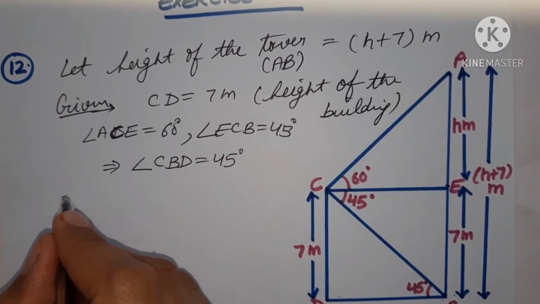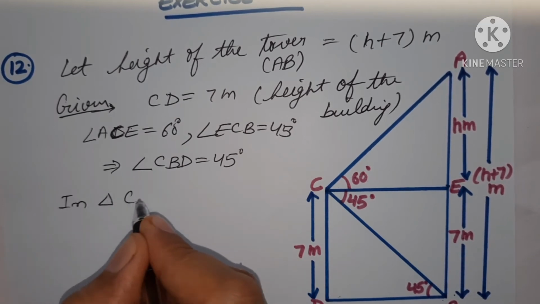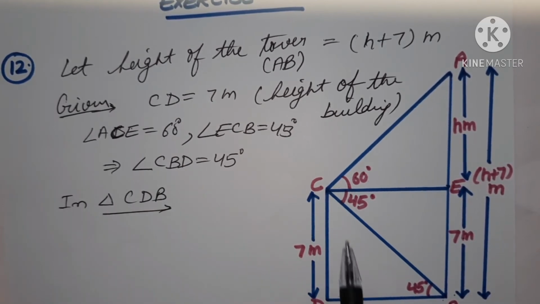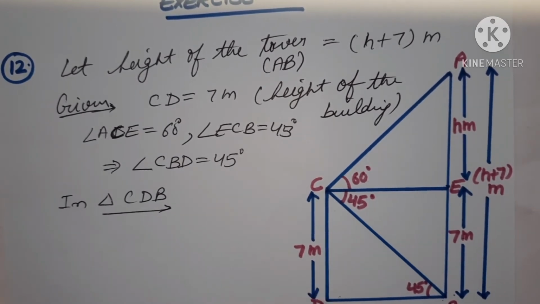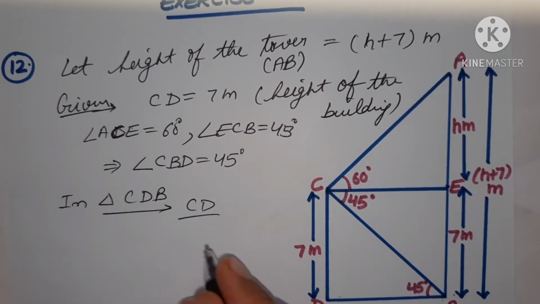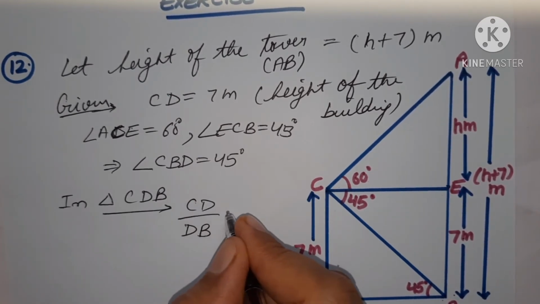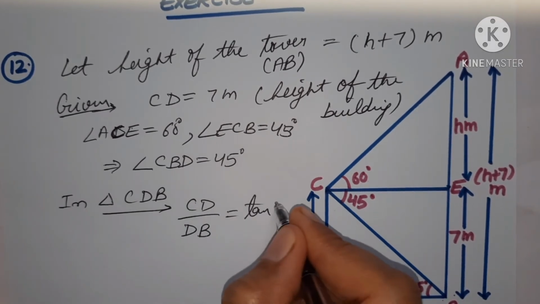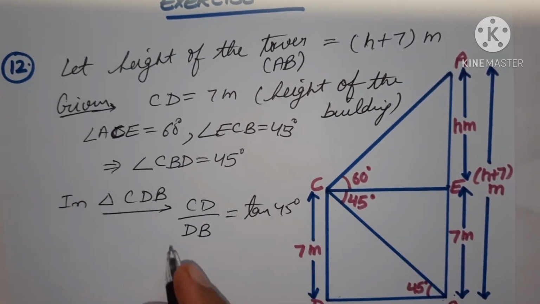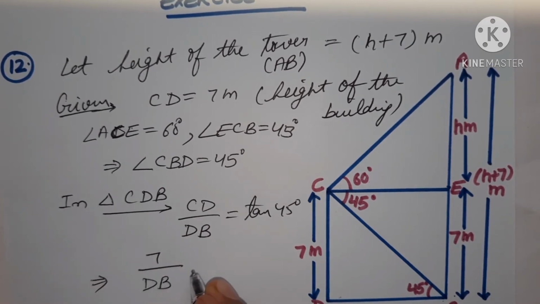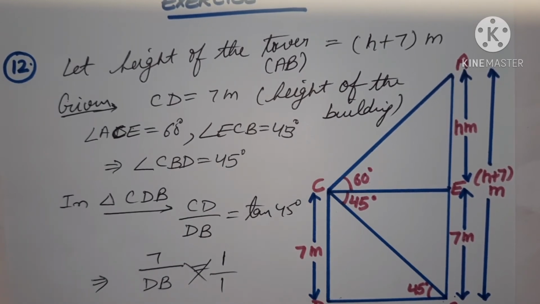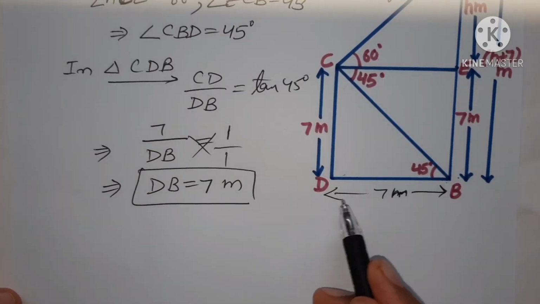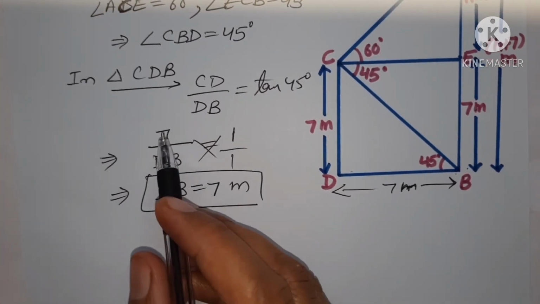First we are taking the triangle. In triangle CDB, we are taking first this triangle CDB. So perpendicular CD upon base DB, and the angle is 45 degree. CD is 7 and DB we don't know. Tan 45 is 1. You can write 1 upon 1, cross multiplication. The value of DB is 7 meter from here. So this value is 7 meter from this triangle.